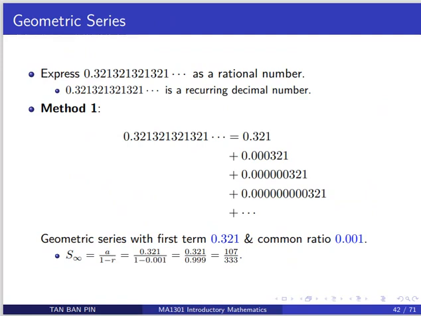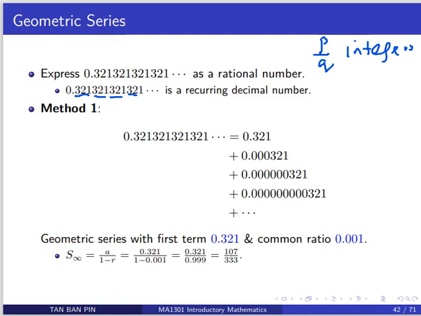Next, we are going to look at rational numbers. A rational number can be expressed as p over q, where p and q are integers with no common factors. We are going to write recurring decimals as rational numbers, meaning fractions. Recurring decimals are decimals of this form, where you keep repeating the digits after some point. This one is 0.321321321321, and so on. And you want to write it as a rational number or fraction.